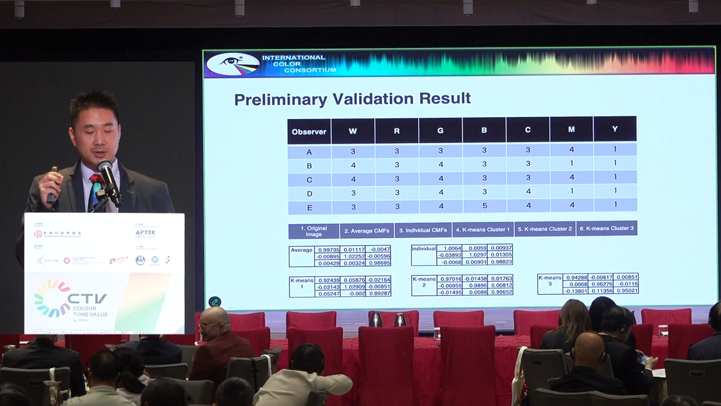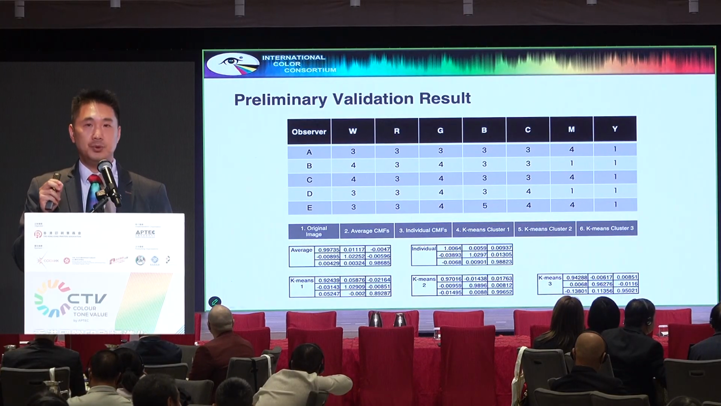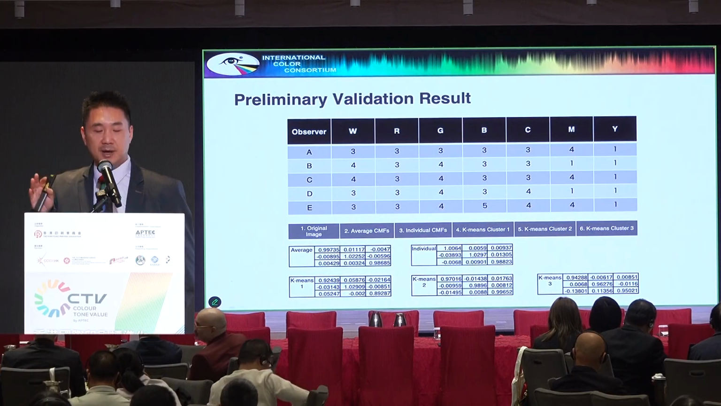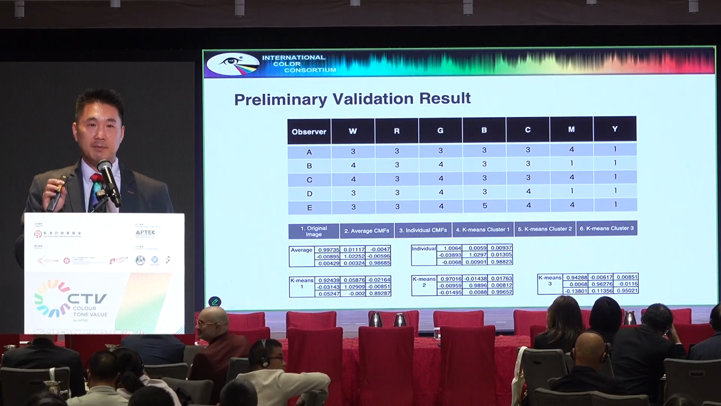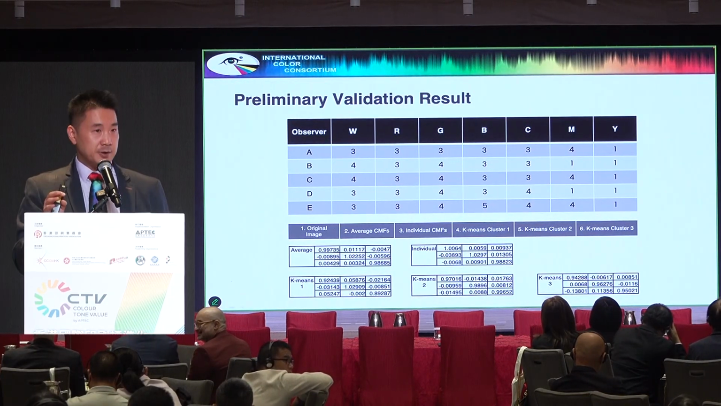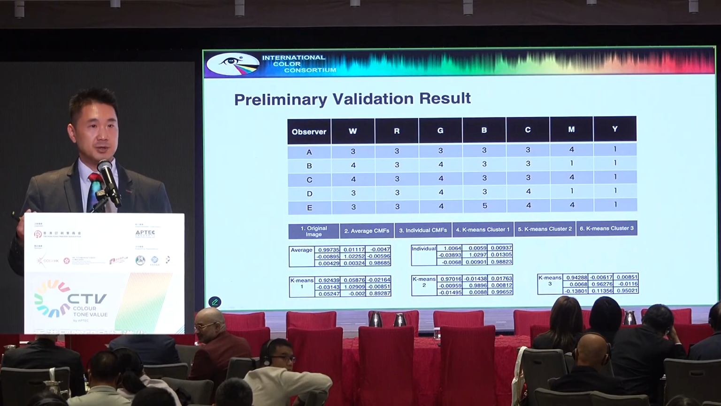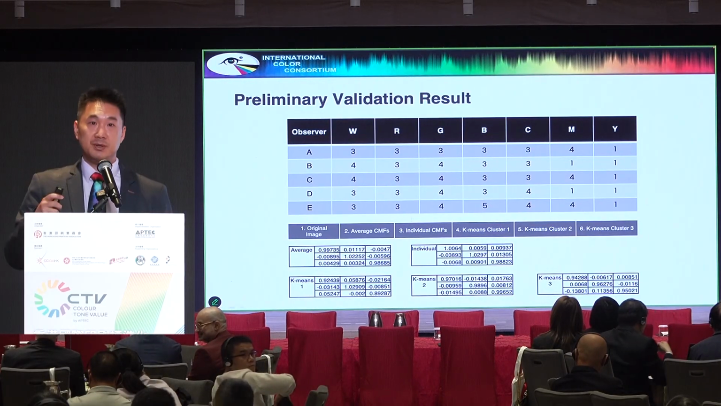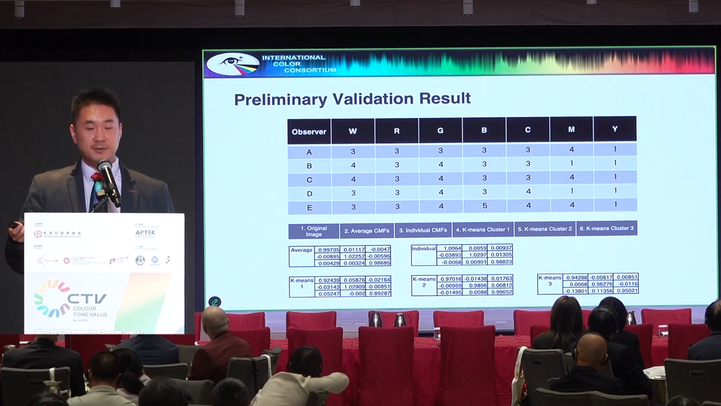So 4, 5, 6 means the observer chose the k-means cluster 1, 2, or 3 color matching function. From this table, I think most people will see mostly 3 or 4. That means it's encouraging that these 5 observers are actually choosing the individual color matching function or the k-means cluster 1. So that means it is an improvement over the original color matching function.